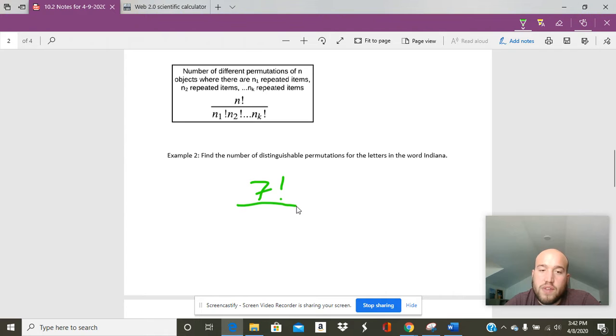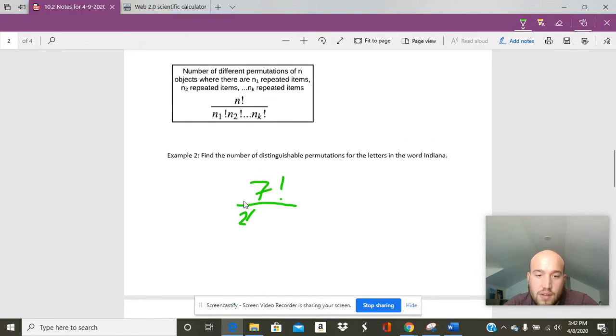Now, we have to think how many of them repeat, because remember, if I write Indiana and then I flip these two A's, it's not distinguishable. It looks exactly the same. We're trying to figure out how many different ways we could order these so that it would look different. So if we look through here, there's a couple different letters that are repeated. The I is repeated 2 times. So for that, we put 2 factorial.